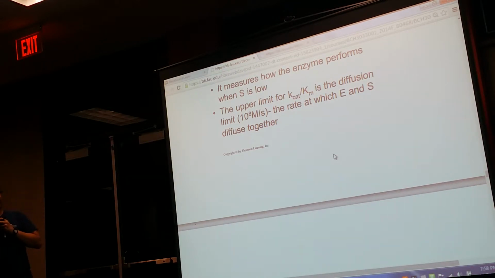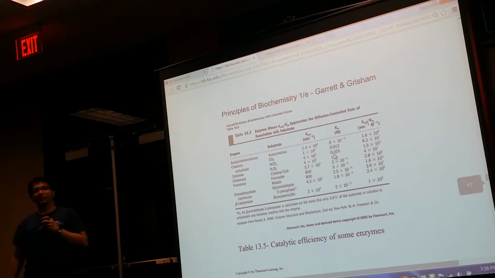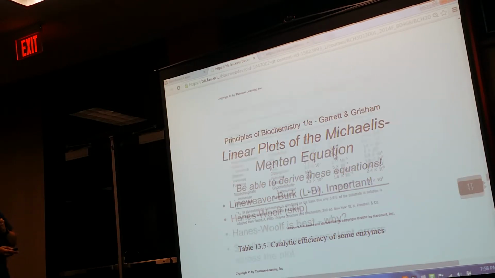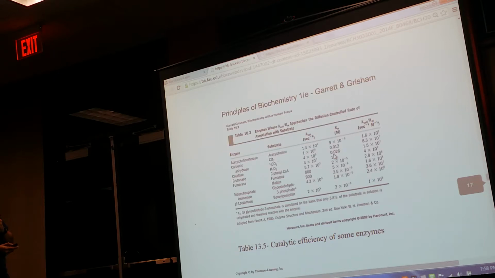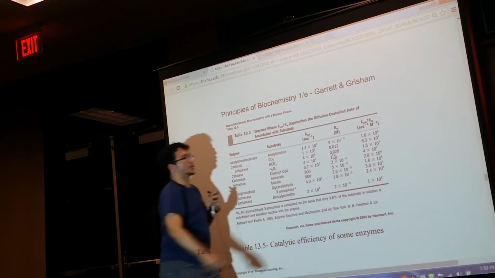We know that if you calculate Kcat over Km and it's near 10 to the 8, that is what? Your diffusion constant, right? So you want a high Kcat and a low Km. Yeah, high Kcat and a low Km. And that will give you 10 to the 8. Yeah, a bunch of these are around 10 to the 8.